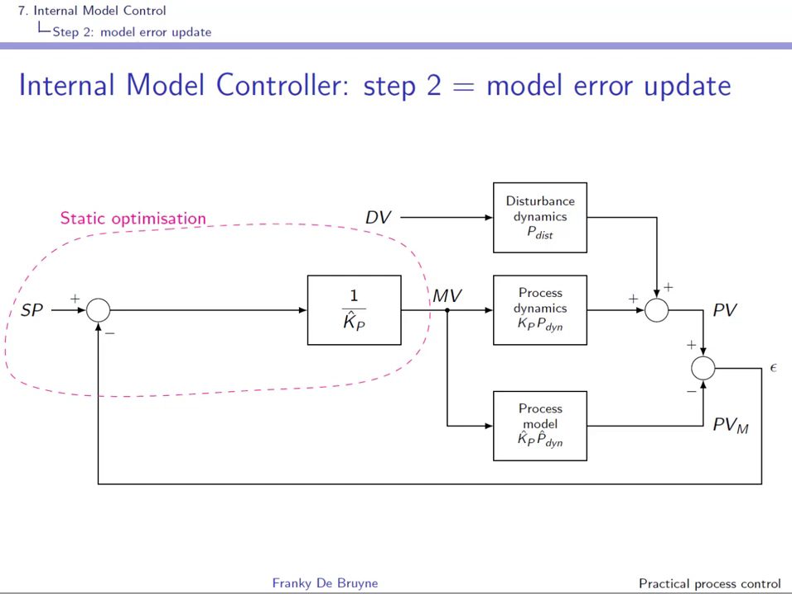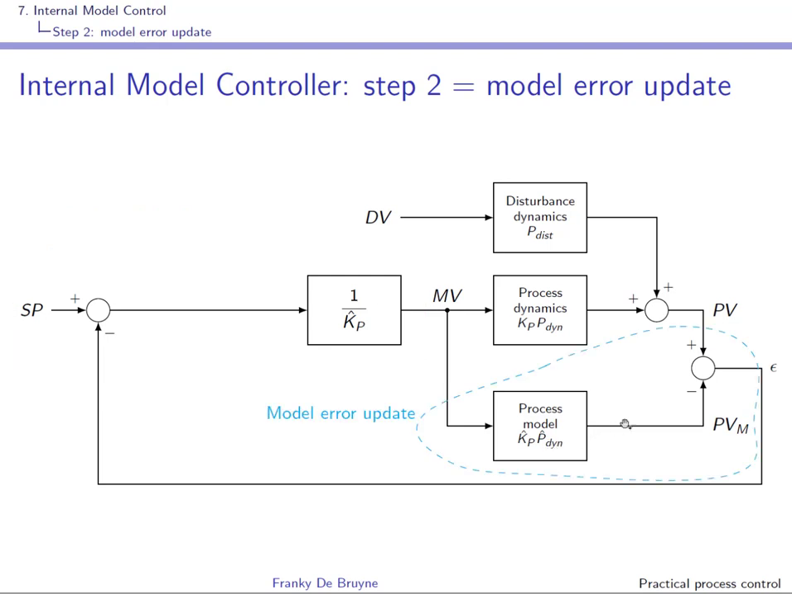Here in magenta we recognize the static optimization. We have MV is 1 over the gain of the model times SP minus the model error, and here you see the construction of the model error. We put a dynamical model in parallel to the system and we compare the output of the actual process with the output of the model to construct the model error, and this results in the following implementation.